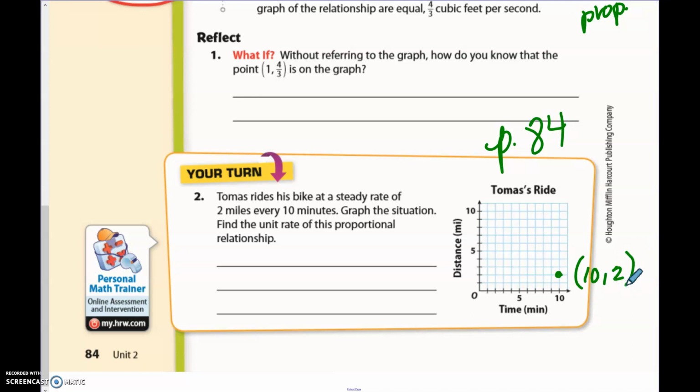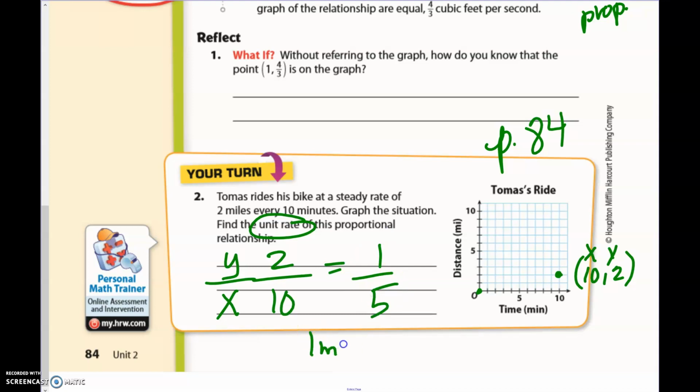Well, let's see. If Thomas was not riding at all, 0, is this going to eventually go through that ordered pair 0, 0? Yep, it will. So remember, to find this unit rate, it's y over x. So in this particular rate, we have x, y. So we have 2 over 10, which is going to simplify to 1/5. So he's going 1 mile every 5, and what label was that? Minutes is what that means.